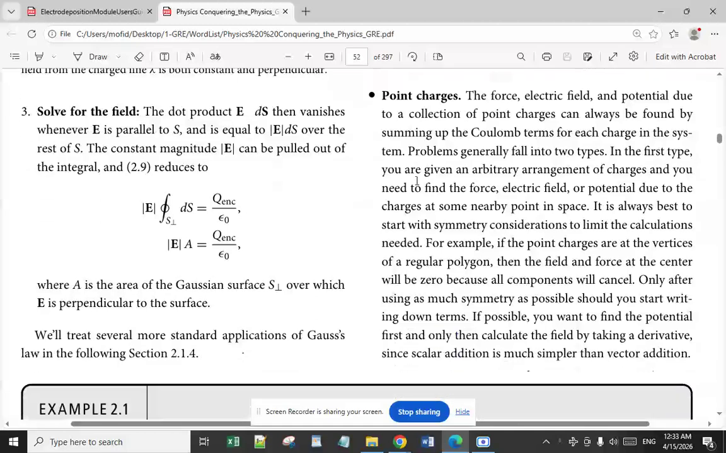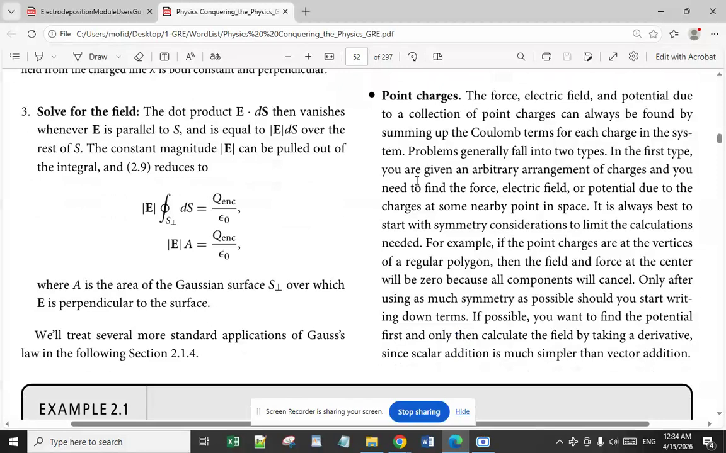The force, electric field, and potential due to a collection of point charges can always be found by summing up the Coulomb terms for each charge in the system. Problems generally fall into two types. In the first, you are given an arbitrary arrangement of charge, and you need to find the force, electric field, or potential due to the charge at some nearby point in space. It is always best to start with symmetry considerations to limit the calculations needed.